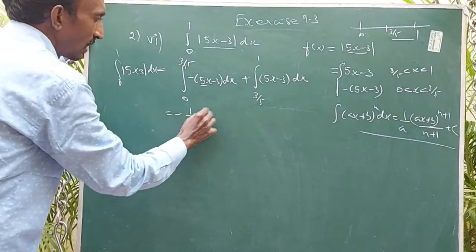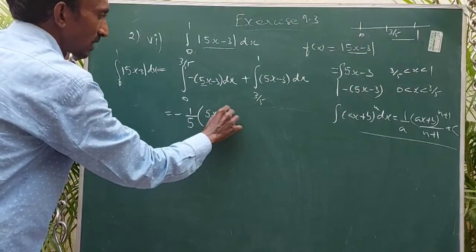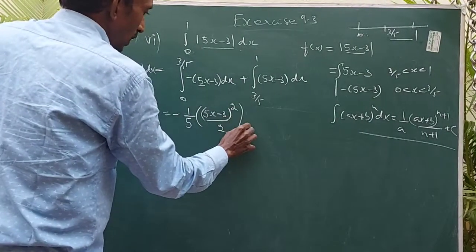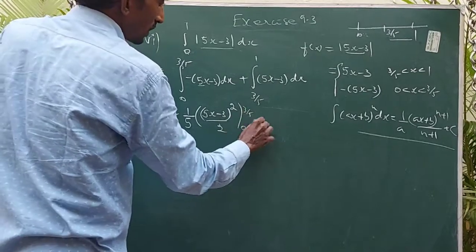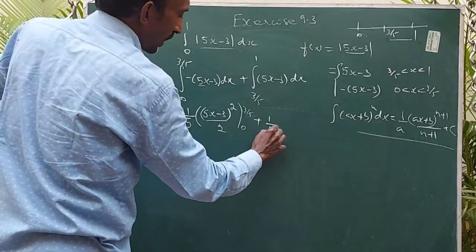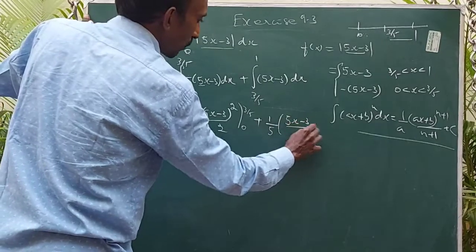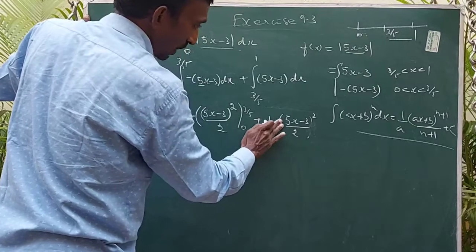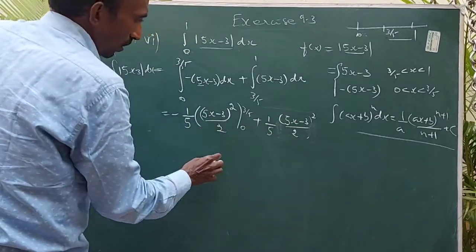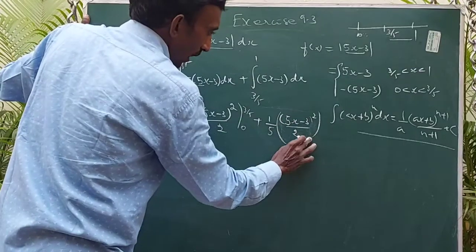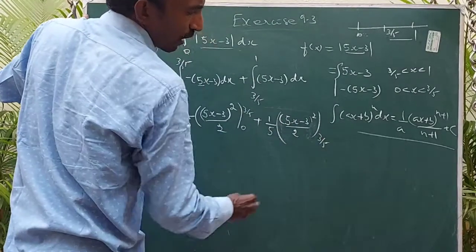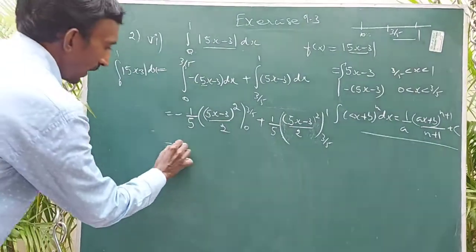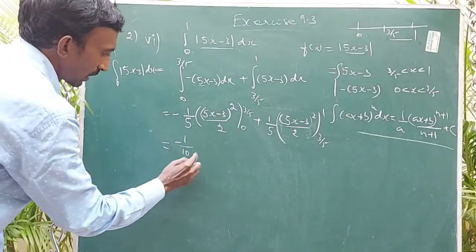So 1 by 5 into 5x minus 3 whole square by 2, with limit 0 to 3 by 5, plus the same formula, 1 by 5 into 5x minus 3 the whole square by 2, with limit again 3 by 5 to 1. So minus 5 into 2, 1 by 10.